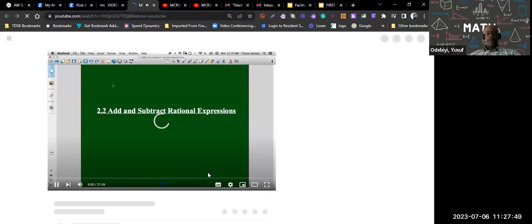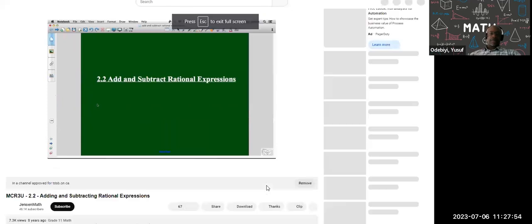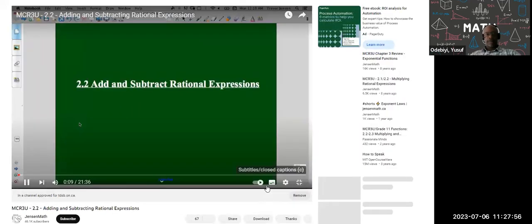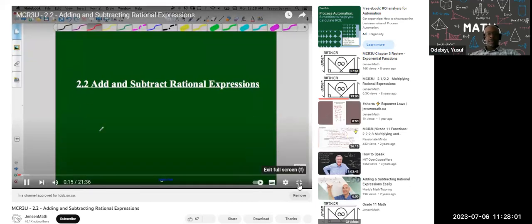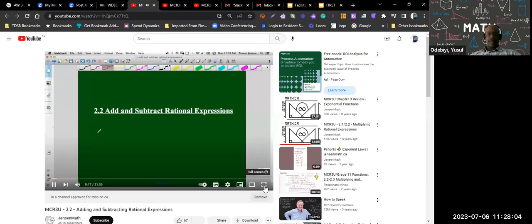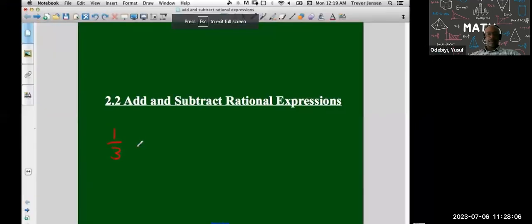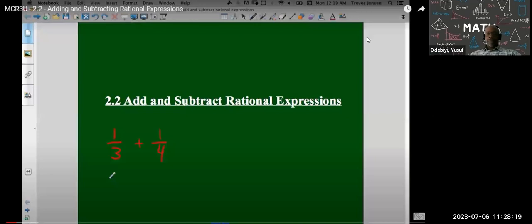Okay, so here's a continuation of section 2.2 for the Functions 11 course. I've already taught you how to multiply and divide rational expressions, so what I'm going to do now is teach you how to add and subtract rational expressions. Just as a reminder before we get started, when adding fractions, like let's say we had 1/3 plus 1/4, you need a common denominator. A useful tip that will always get you a common denominator, though it might not always be the lowest, is to just multiply the denominators together.